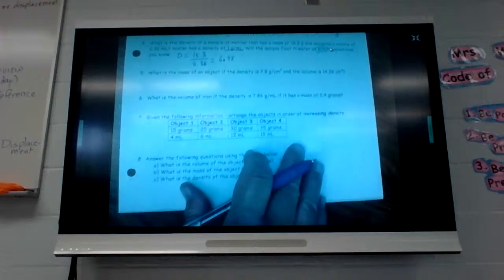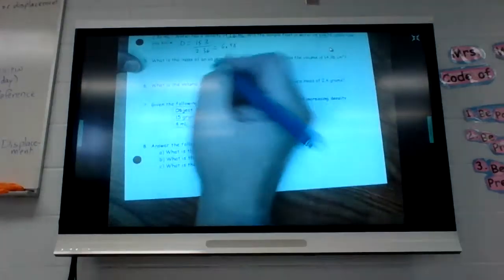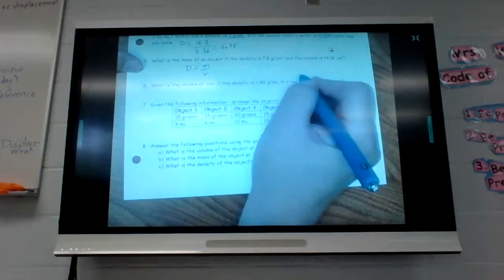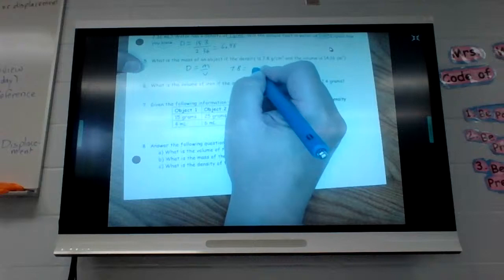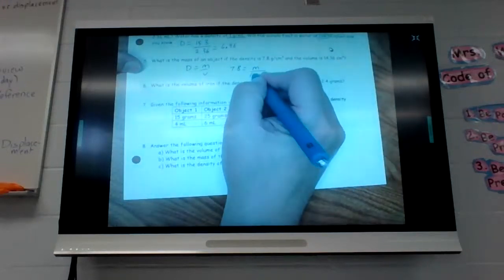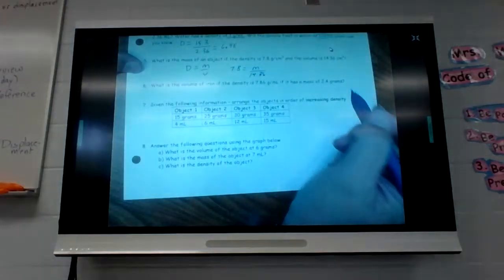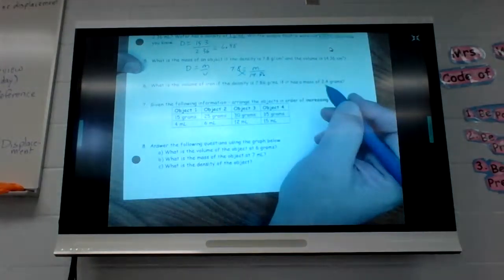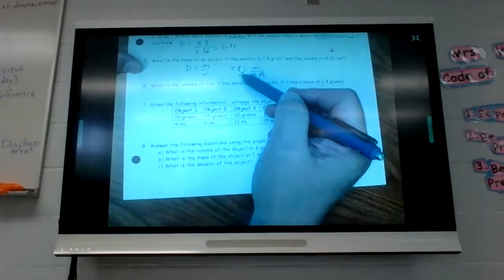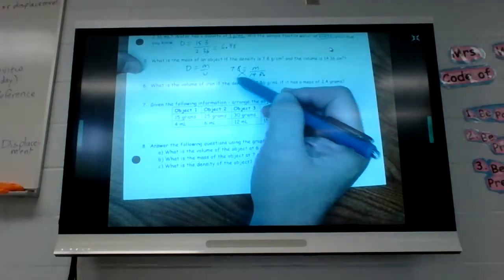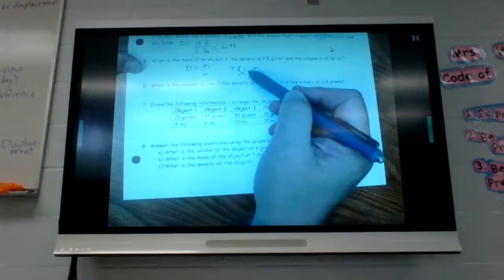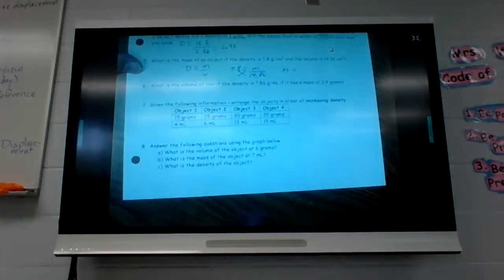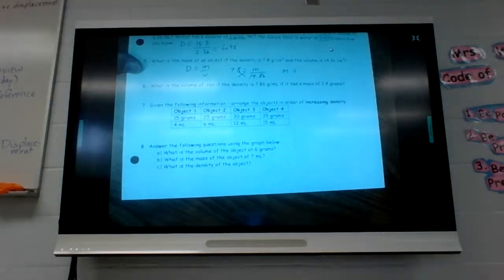Number 5. What's the mass of an object? Density equals mass over volume. Density is 7.8. Mass we don't know. Volume is 14.36. What do I do to solve? Draw my X. What's nothing times M? It's M. So 7.8 times 14.36.